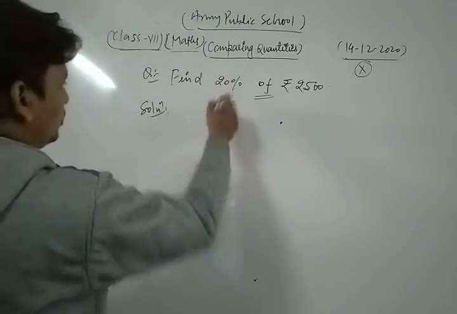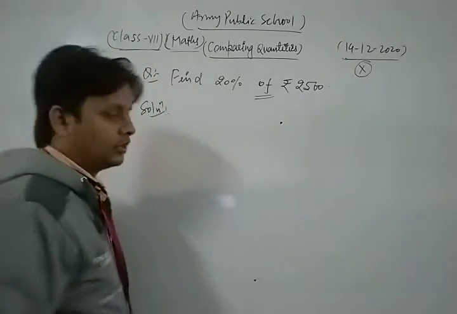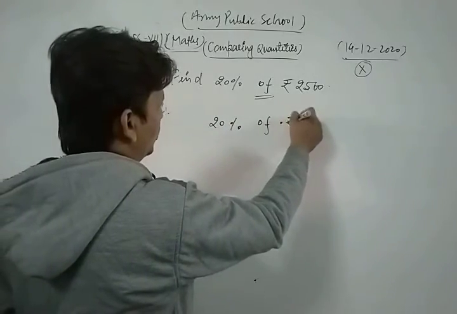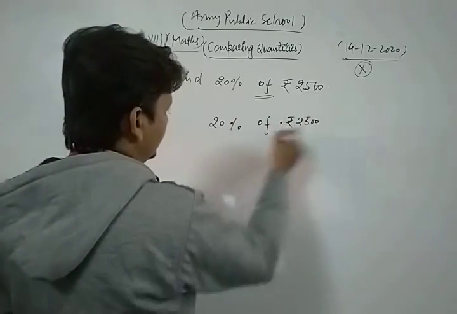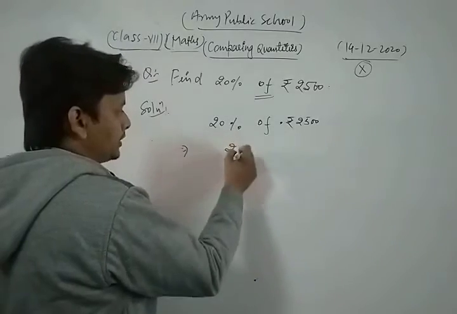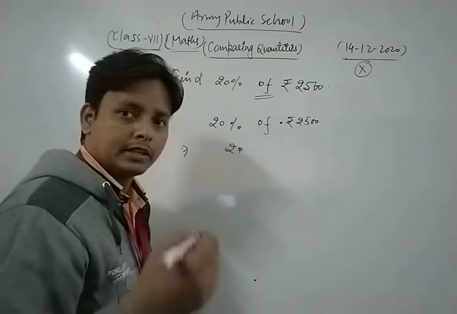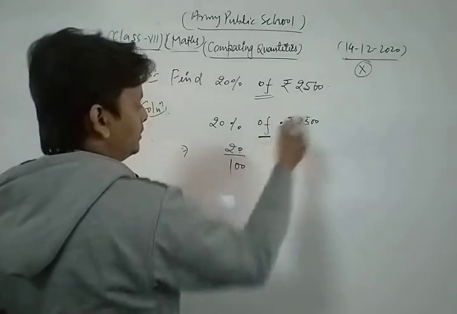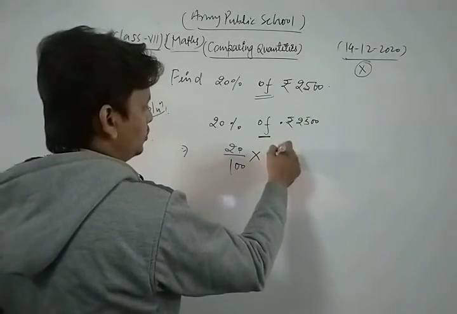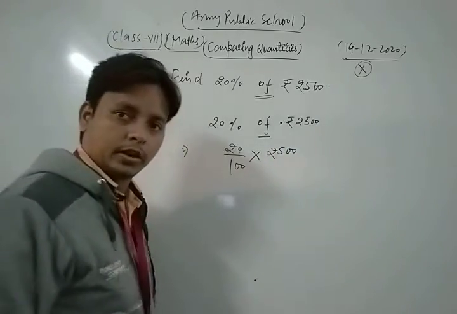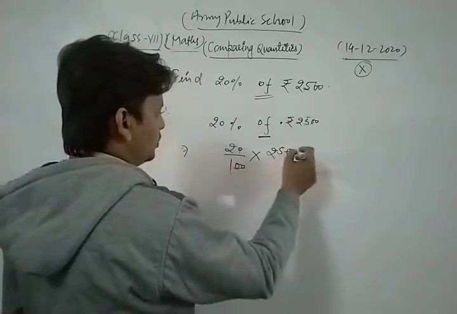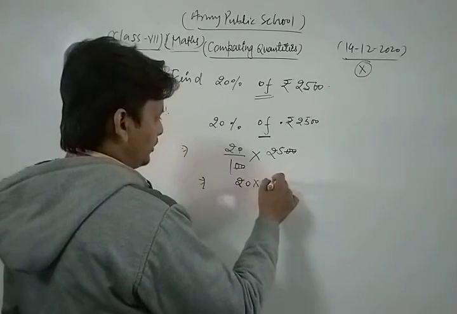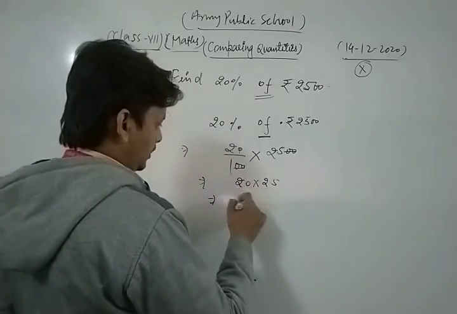We find 20% of this. So we write in this way: 20% of rupees 2,500. The meaning of 20% is 20 upon 100, and the meaning of "of" is multiply by 2,500. Now the 100 and 20 cancel each other. So we get 20 into 25.